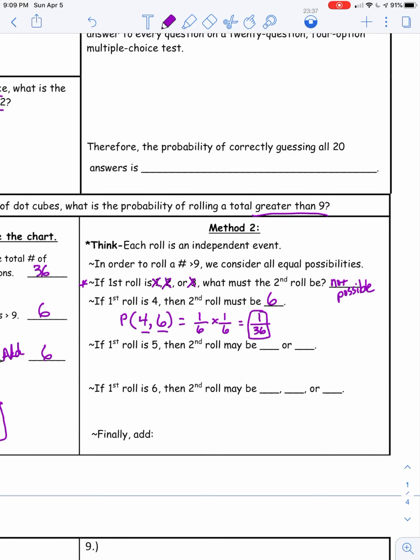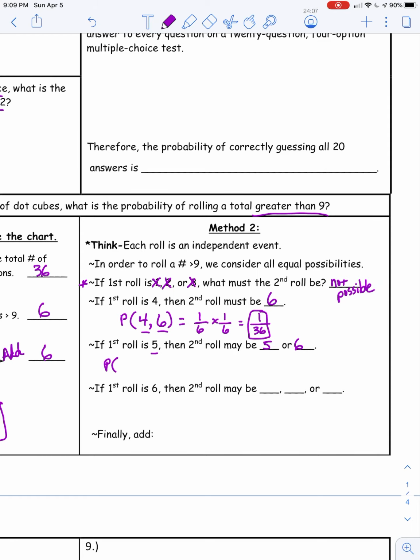Let's talk about, what if the first roll is a 5? We're down here now. If the first roll is a 5, then the second roll may be what 2 numbers? Remember, whatever the second roll needs to cause you to have a total greater than 9. So 5 and 4 is 9, so it can't be 4. So it has to be a 5, or it can be a 6, right? So it may be either one of those. So how do we write that? So here's how we do that.